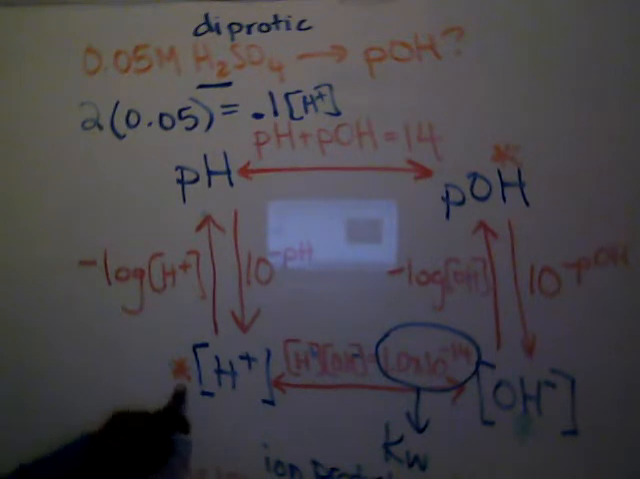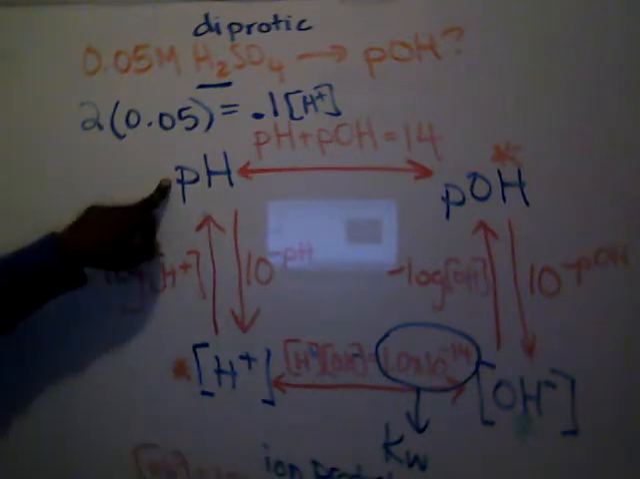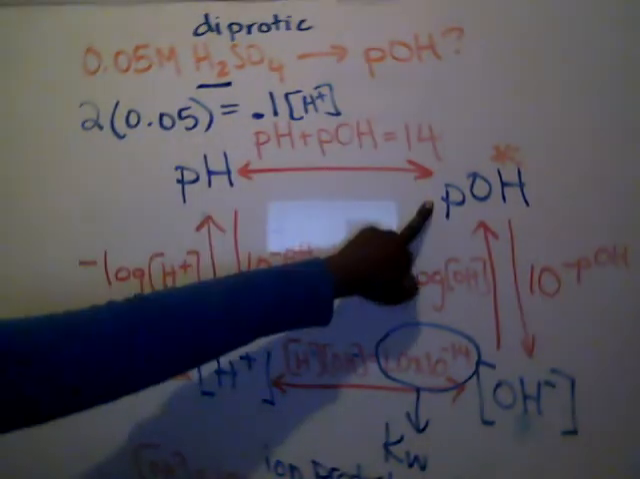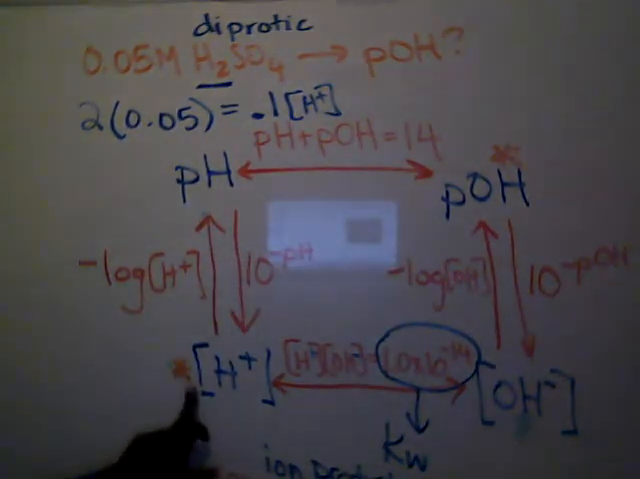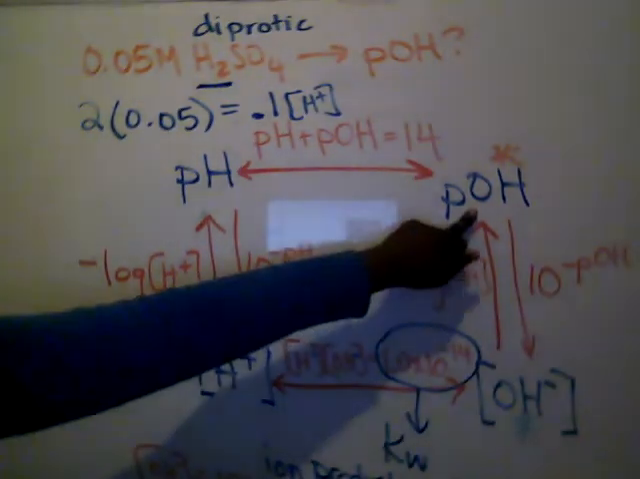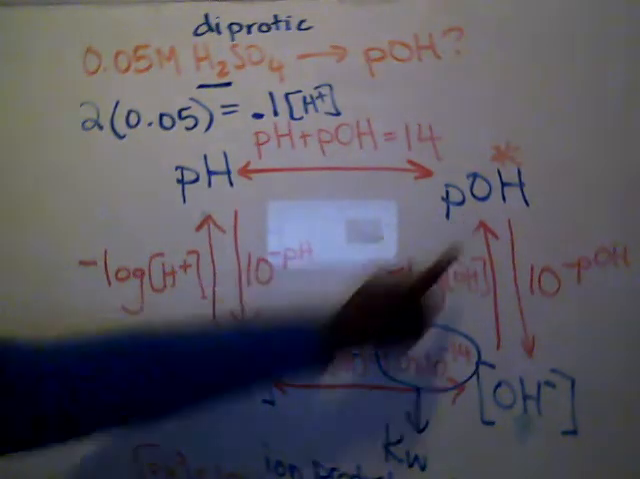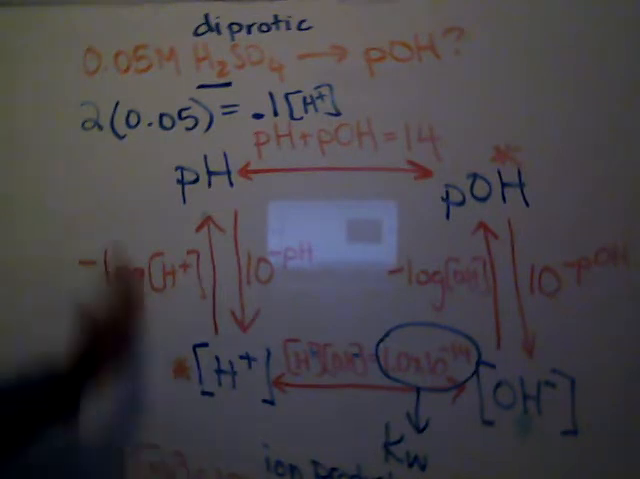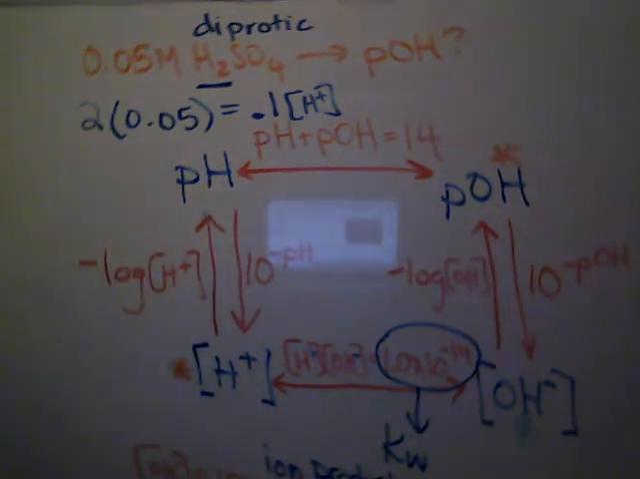We could first go from the amount of hydrogens to the pH by doing negative log, and then we could switch over that way. Or we could find out the amount of hydroxides and then jump up and do negative log of that to get to the pOH. So sometimes memorizing the formulas in this format makes it a little bit easier for you to figure out what steps you can take to get to the final answer. So let's say we go this route.